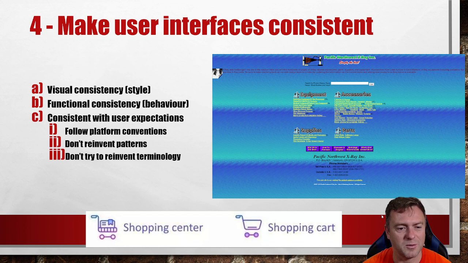So follow the platform conventions, don't reinvent the patterns, and don't try to reinvent terminology as well. So make sure if it says follow this for the email, don't say something a bit quirky like the electronic mail. You need to make sure it's consistent so people can pick it up and get their head around what needs to happen.